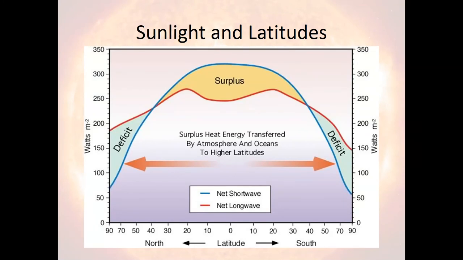In the event that there was no heat transfer whatsoever, what would actually happen is areas near the equator would warm up substantially, whereas areas near the poles would cool down substantially. This would create kind of a problem here on Earth. The equator would become unlivably hot. Areas near the poles would become unlivably cold. Wouldn't be a good thing. Now, the good news is we have a heat transfer. Surplus heat from near the equator is actually transferred to these higher latitudes, keeping them much warmer.